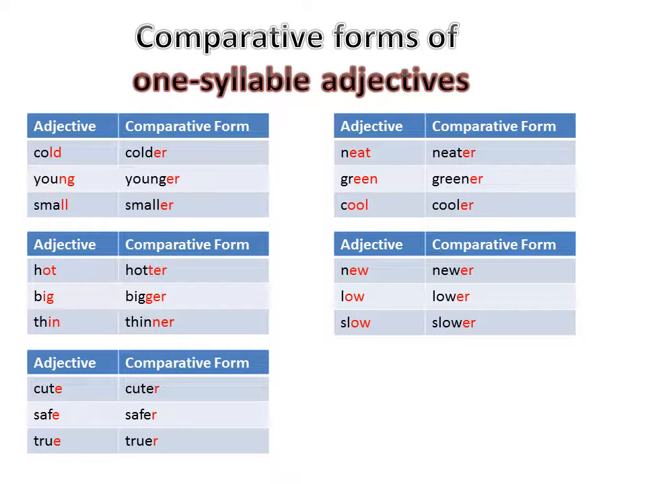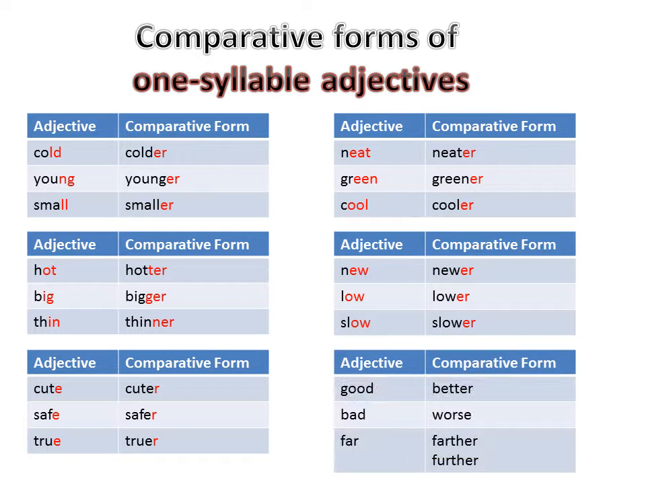We also have some adjectives that are one syllable that end in E. If they already end in E, simply add an R. So cute becomes cuter, safe, safer, true, truer.